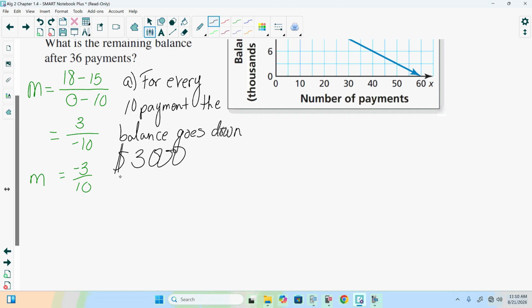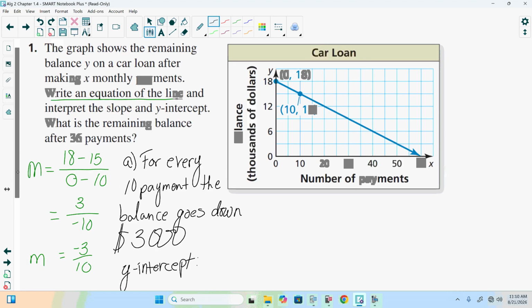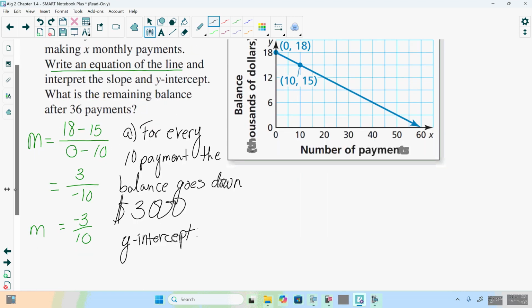We kind of seeing that? Different ways to set it up. So that's our interpreting the slope. But we also need to interpret the y-intercept, yes? Y-intercept is where it crosses the axis, it's 0, 18, yes? What is it telling me? Because the 0 is our number of payments, yes? But the y-intercept, how many payments have we made? 0. What's the amount? 18,000.